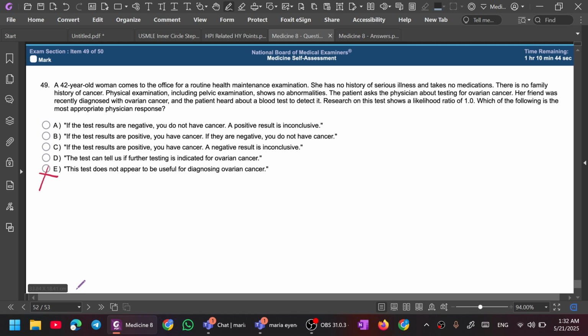So why is it the answer? Because it's 1. Basically, if it's more than 1, then whatever probability that you say is true. If it's less than 1, whatever probability that you say is not true. If it's 1, then it's inconclusive.